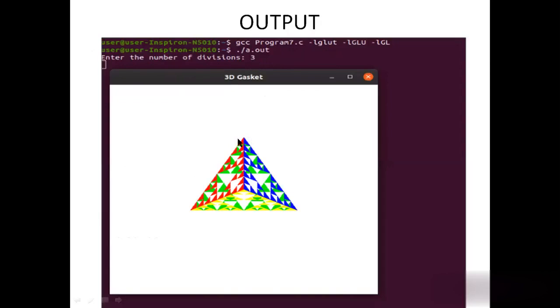So I have entered the value 3, and this is the output that I am getting over here. Anyways, thank you.